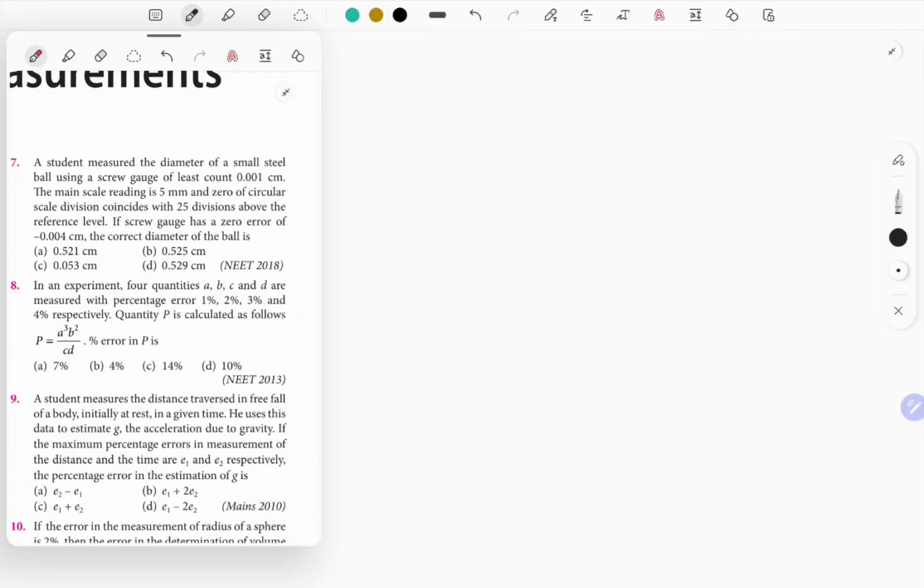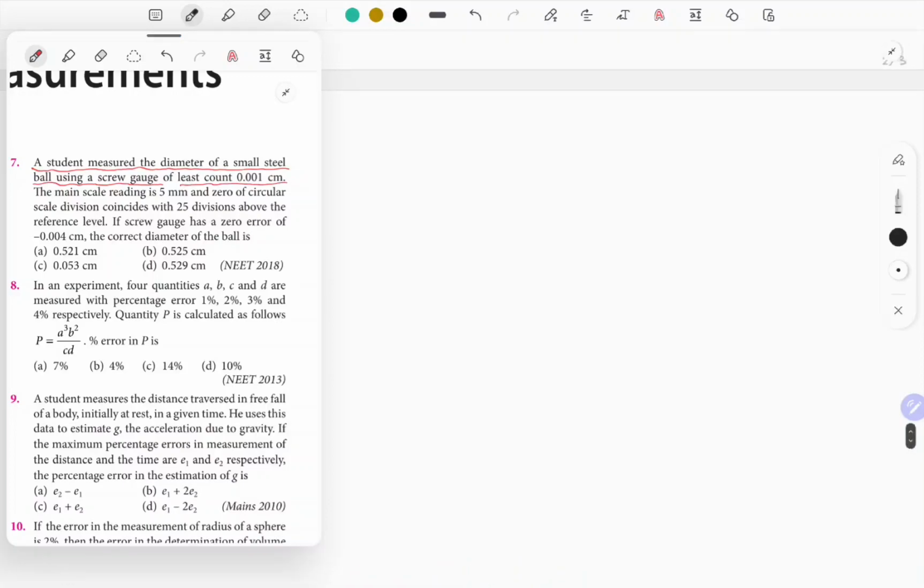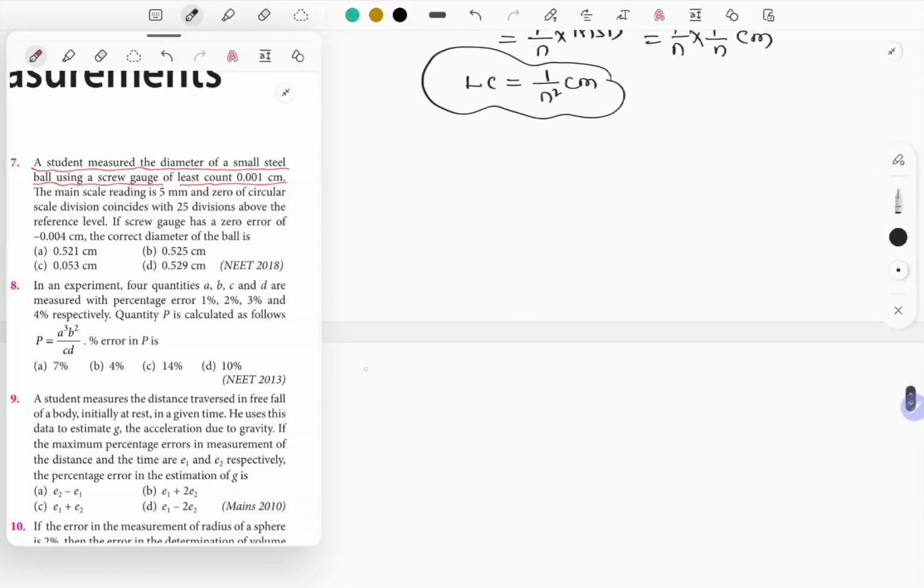Now, look at the 7th question. What is the 7th question diagram? Okay, again this question is based on screw gauge. A student measured the diameter of a small steel ball using a screw gauge of least count 0.001 centimeter. They have already given least count of that measurement. So the question number 7. Let me write down the given data. Least count is equal to 0.001 centimeter.